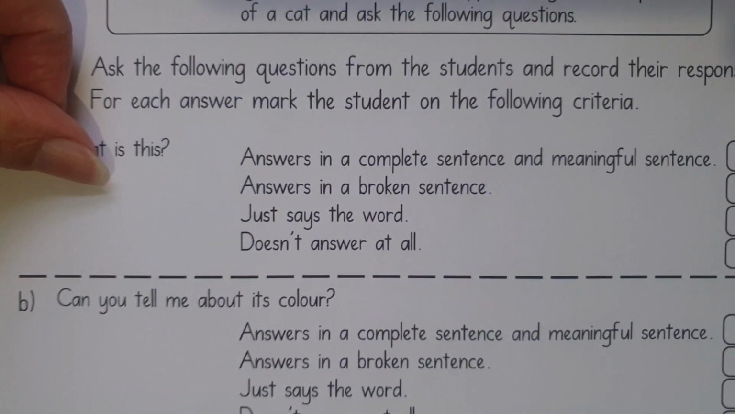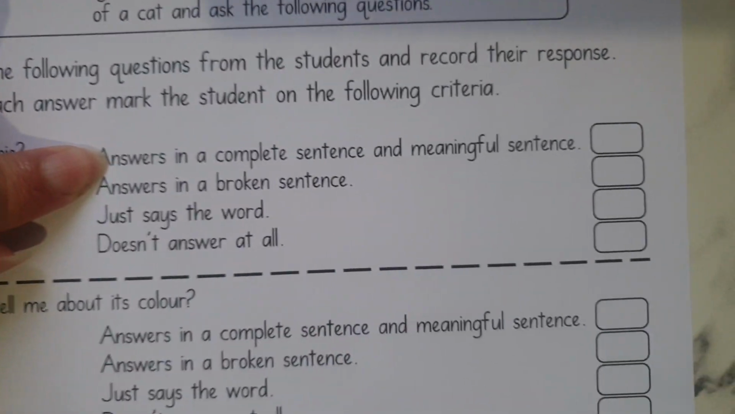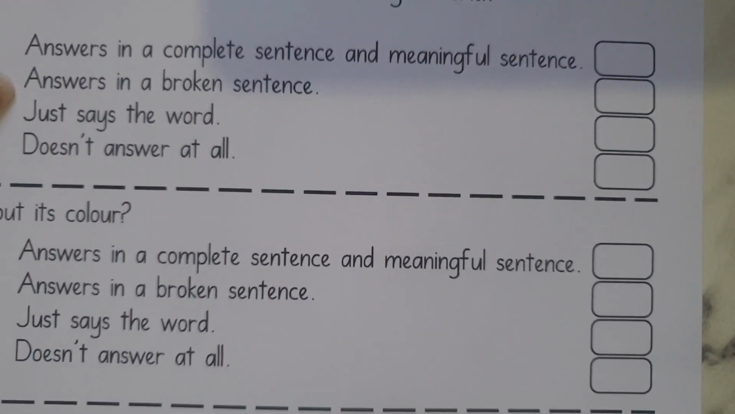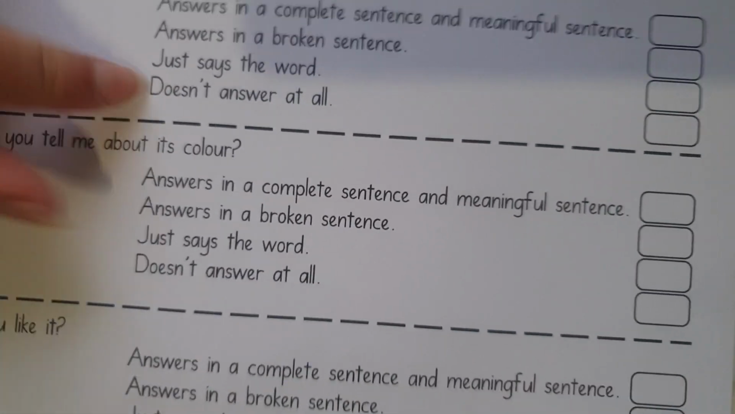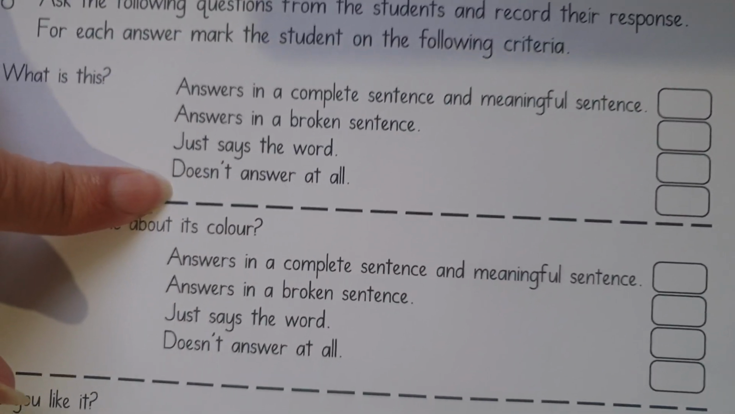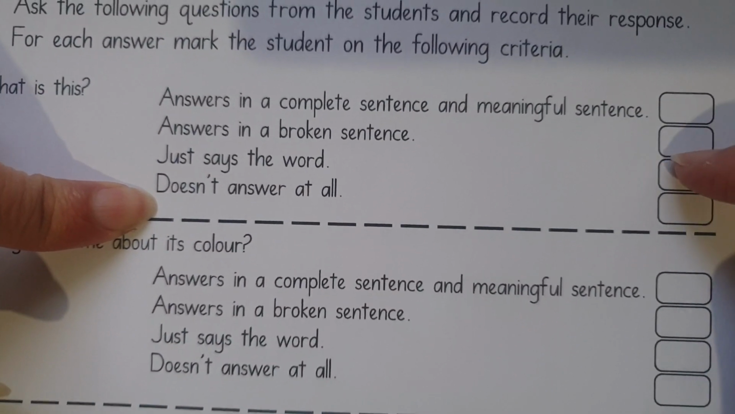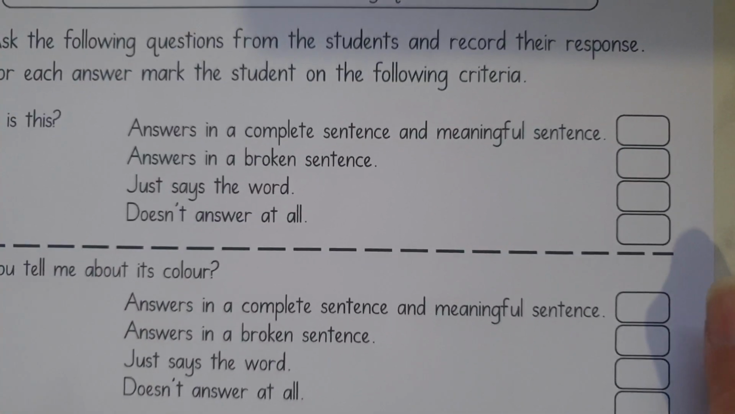What is this? The child has to answer in a complete sentence. Maybe they can answer in a broken sentence. Maybe they just say the name of the thing, or maybe they don't answer. Whatever appropriate responses, you have to tick that box.